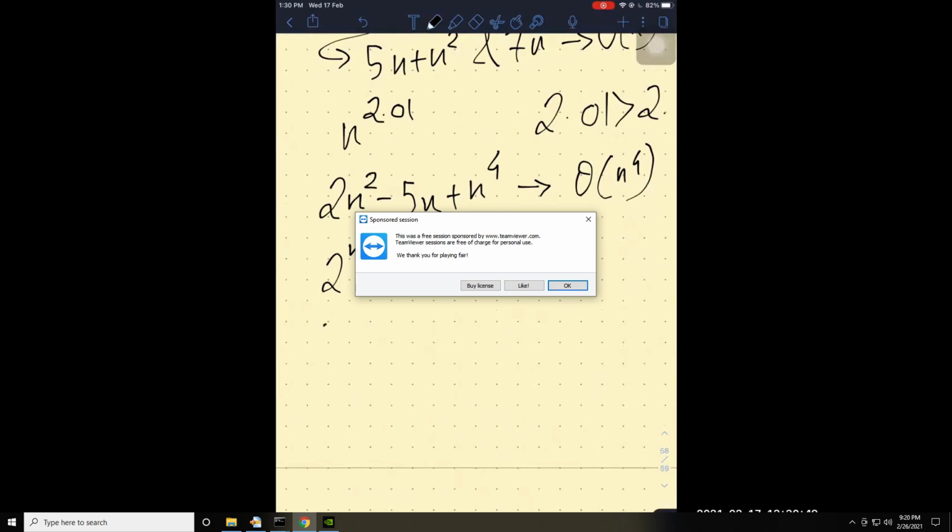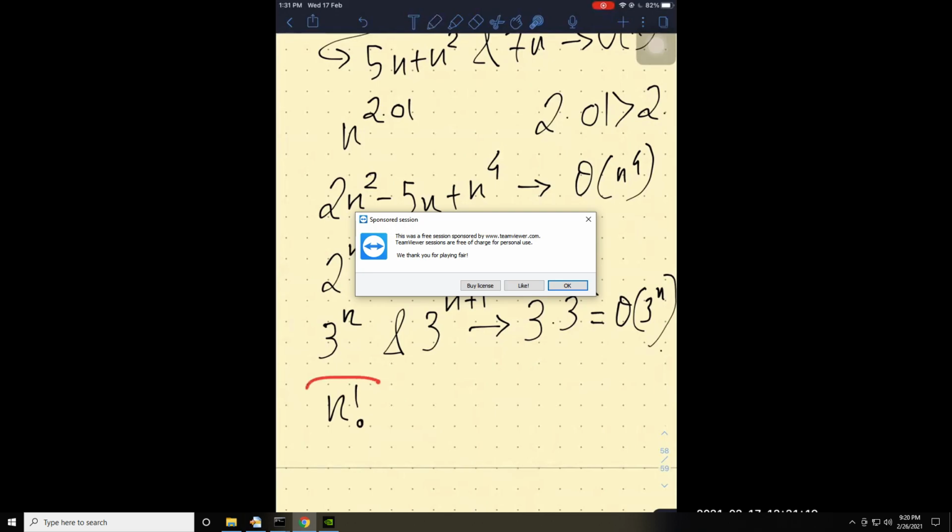Then we have 3 to the power n and 3 to the power n plus 1. So this one is basically 3 times 3 to the power n. And all of them will have runtime of theta 3 to the power n. Then finally we have factorial. So runtime of the factorial will be highest among all those functions.